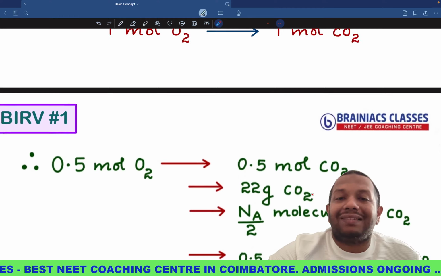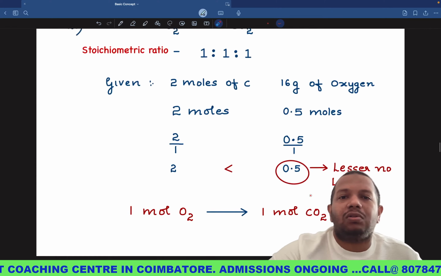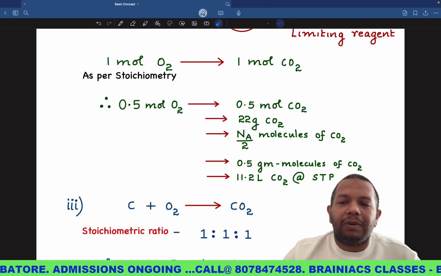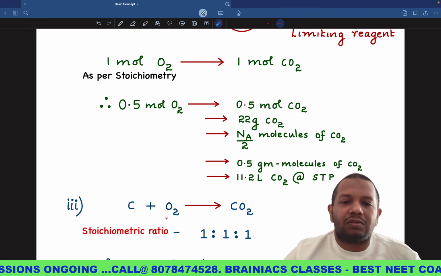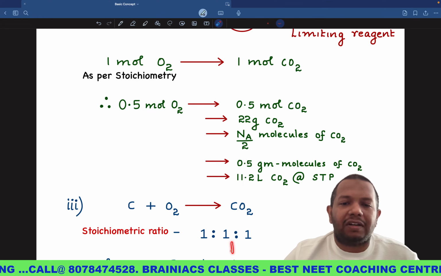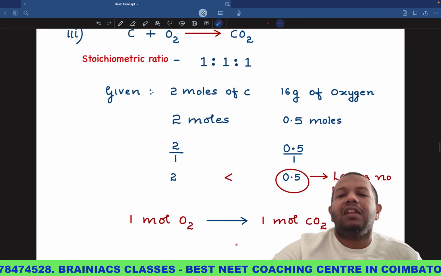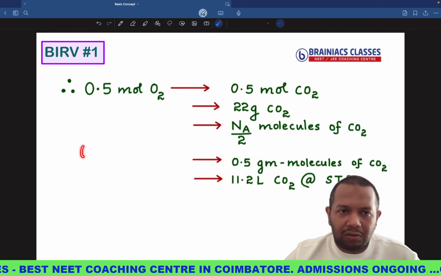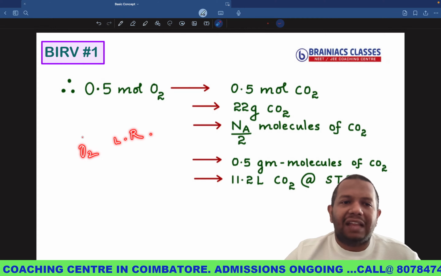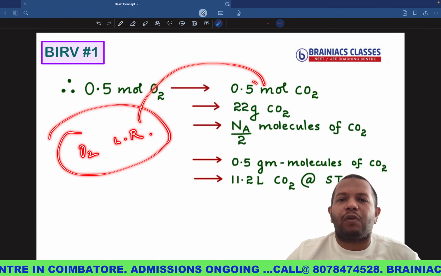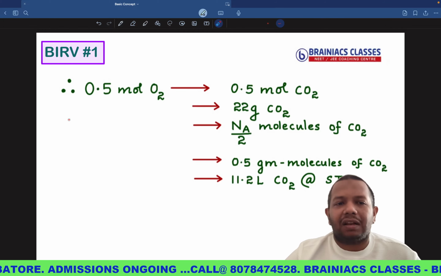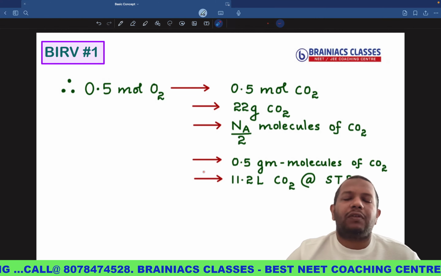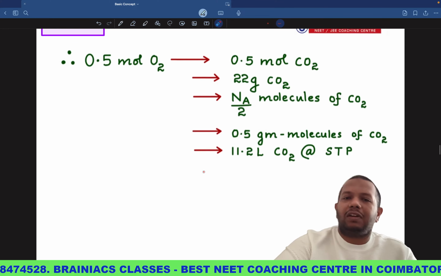Okay, but here you can see one important inference. That's what I want to focus on. Here you know that in this reaction oxygen is the limiting reagent. Here also O2 is the limiting reagent. So even though the number of moles of carbon are increased, there is no difference in the amount of carbon dioxide produced. Why? Because oxygen is the limiting reagent, and this will decide the number of product formed. The other reactant, if you increase it as much as you like, will not affect the amount of product formed.